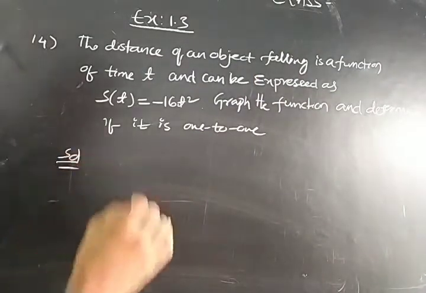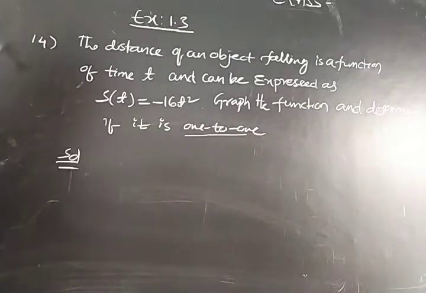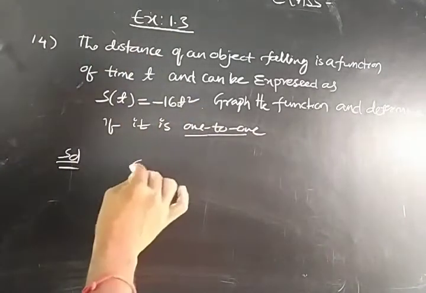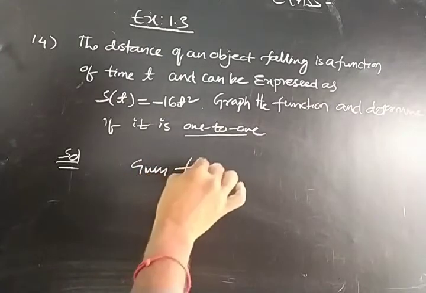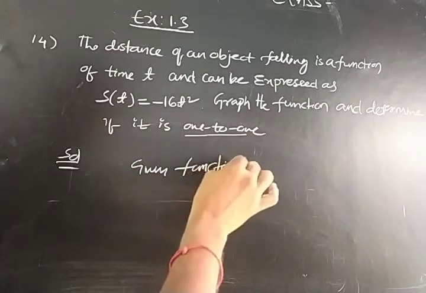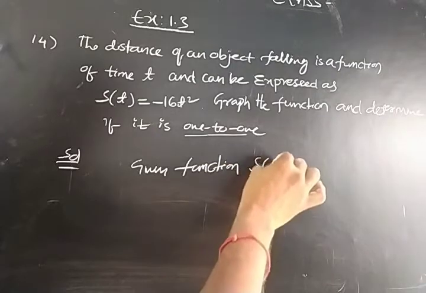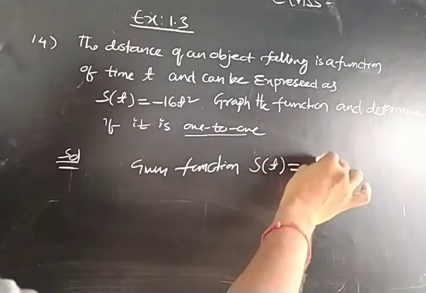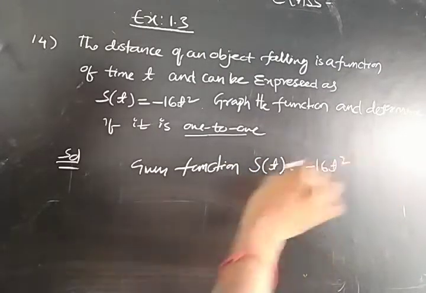Solution. First I am going to show whether it is 1 to 1 or not, then after that I will draw the graph. How to show it? First write the given function. The given function is the distance function in terms of time: s of t equal to minus 16 t square, just like f of x.